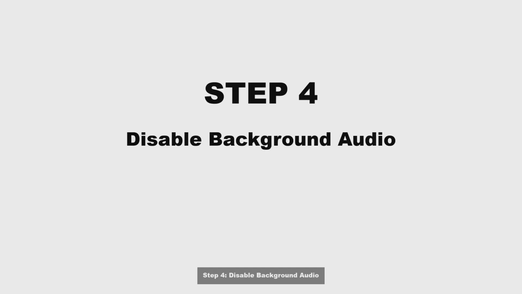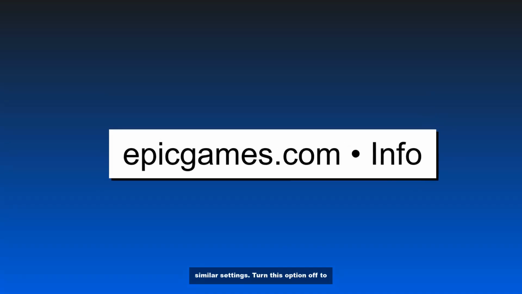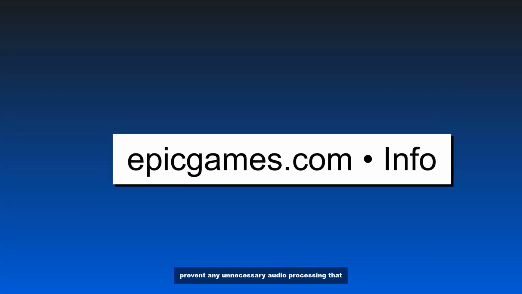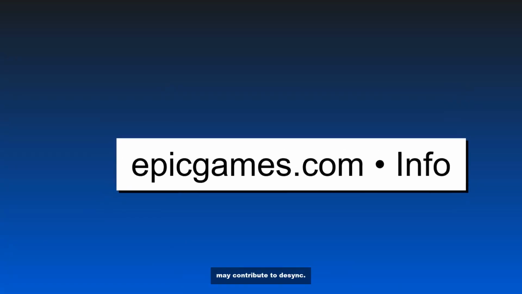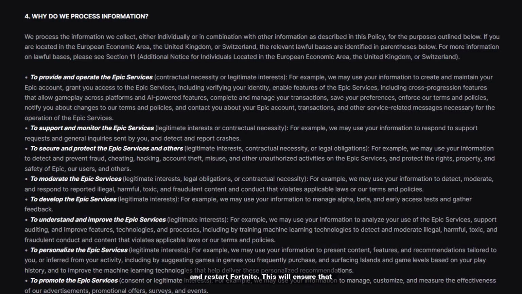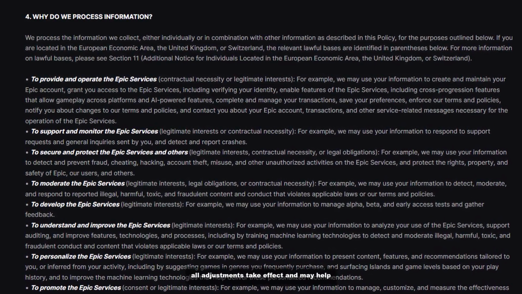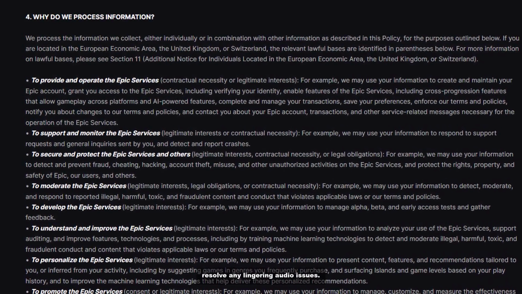Step 4. Disable background audio. Find the option for background audio or similar settings. Turn this option off to prevent any unnecessary audio processing that may contribute to desync. Step 5. Restart the game. After making the changes, exit the settings and restart Fortnite. This will ensure that all adjustments take effect and may help resolve any lingering audio issues.